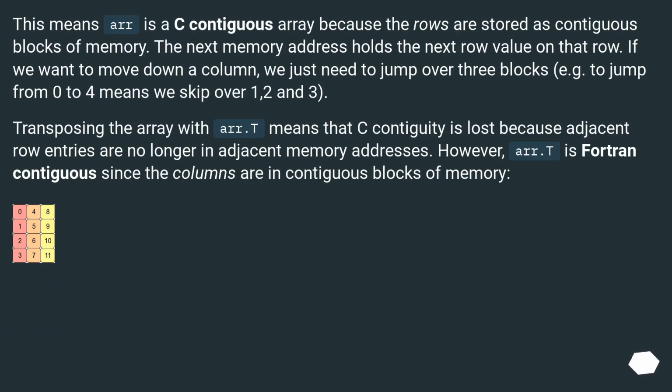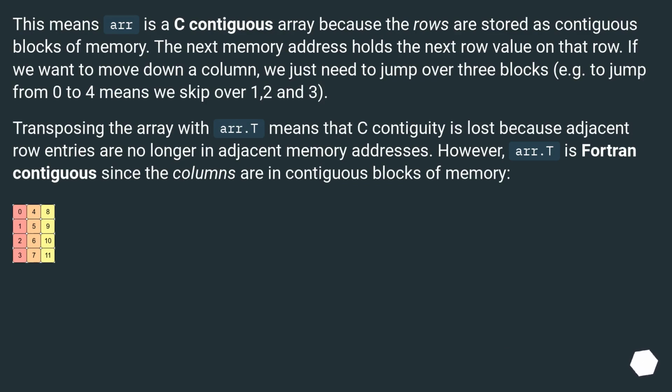This means r is a C-contiguous array because the rows are stored as contiguous blocks of memory. The next memory address holds the next value on that row. If we want to move down a column, we just need to jump over 3 blocks. For example, to jump from 0 to 4 means we skip over 1, 2 and 3.